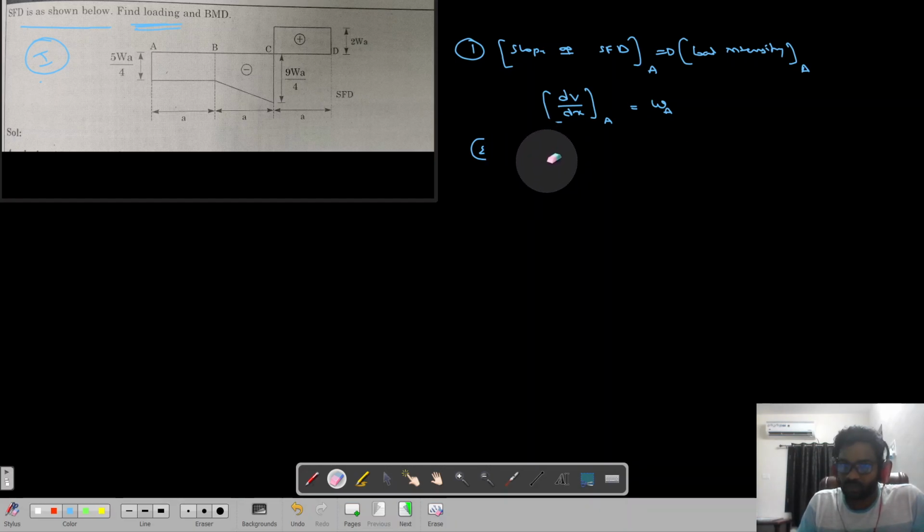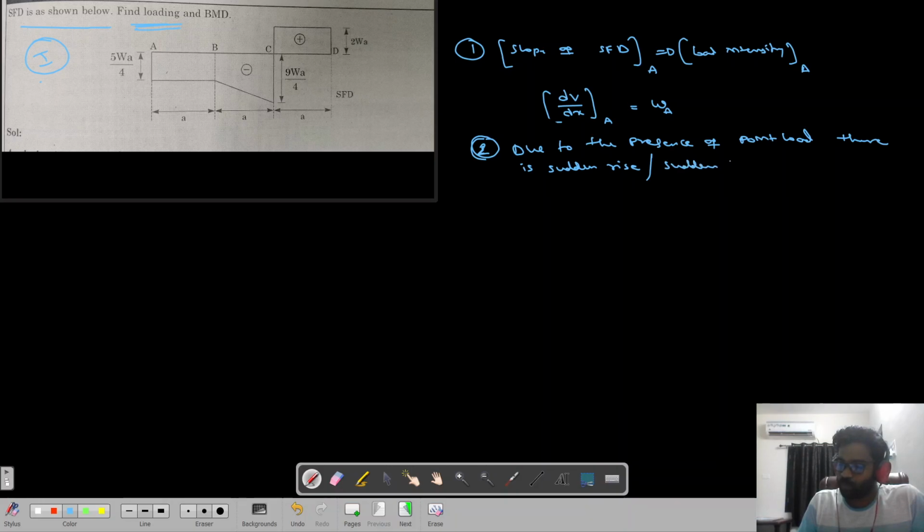So the second point is, due to the presence of a point load, a sudden rise or sudden drop will take place in the shear force diagram. I am only comparing between the shear force diagram and the loading diagram. We are not talking about the bending moment diagram right now. Why? Because we are finding the loading diagram from the shear force diagram, so we are finding the relationship between the shear force diagram and the loading diagram.